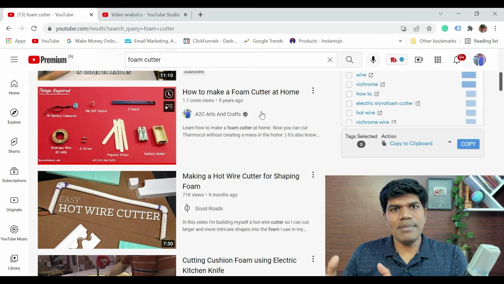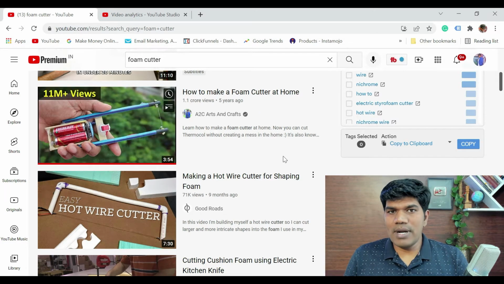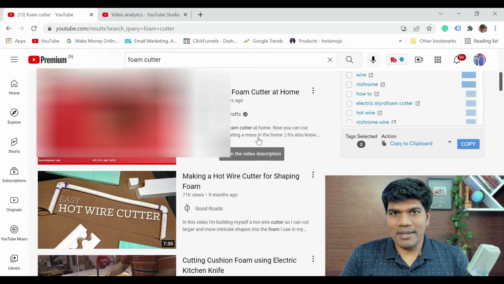Did they click 10 times? Then the CTR is going to be 10. Did they click 5 times out of 100 times? Then the CTR is going to be 5. Okay. Now here comes the important thing.